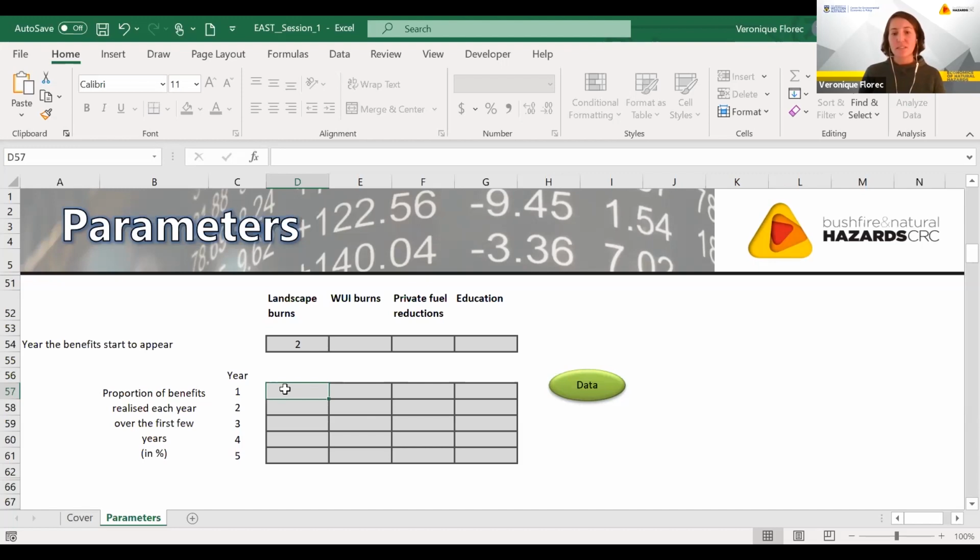These numbers are not necessarily what generally applies to prescribed burning. It depends on many other things. I've taken simple numbers just to illustrate how the tool works. But just remember, the data is very much for these examples and does not necessarily apply generally to all cases of mitigation for bushfires or all cases of mitigation for floods, as we will see in the following sessions.